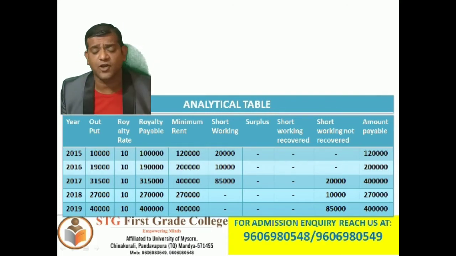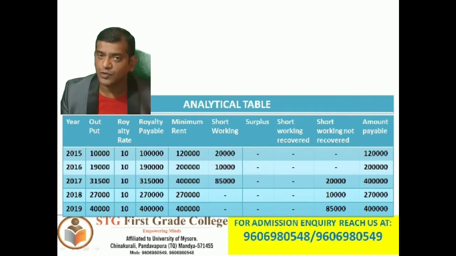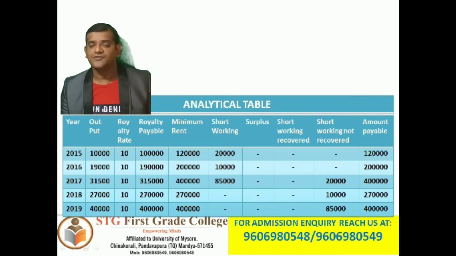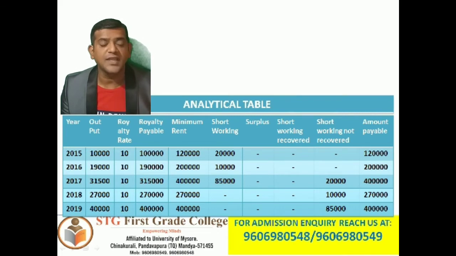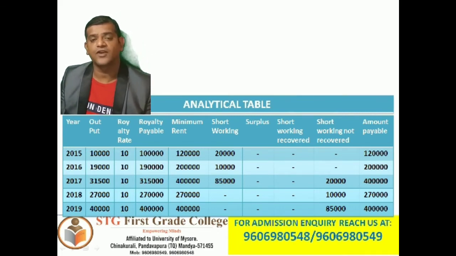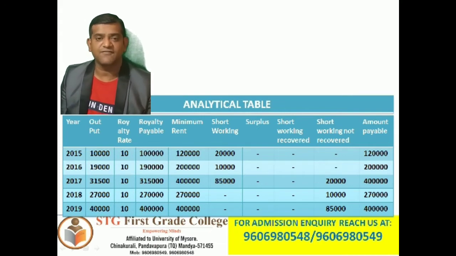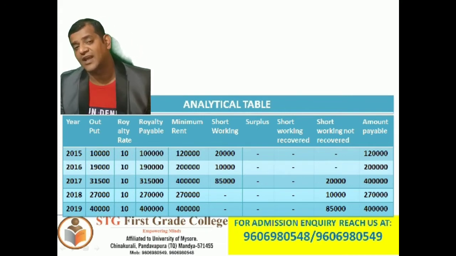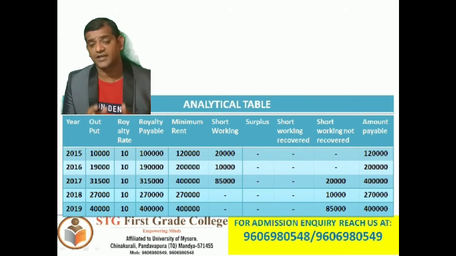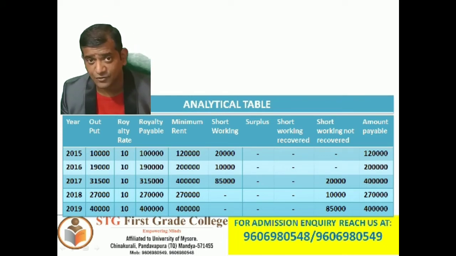So amount payable column, 2,70,000 rupees, because minimum rent and royalty payable both reflect 2,70,000 only. So amount payable also 2,70,000 rupees. Okay, so next we are moving on to the fifth year, that is 2019. What production had happened in the fifth year? So 40,000 tons output, that is production, we have produced, correct?